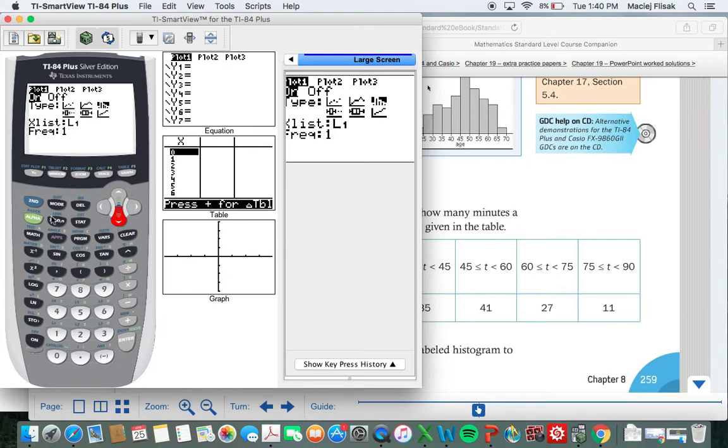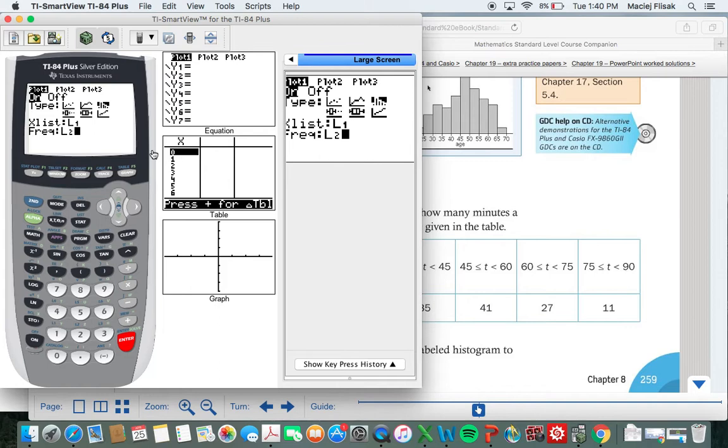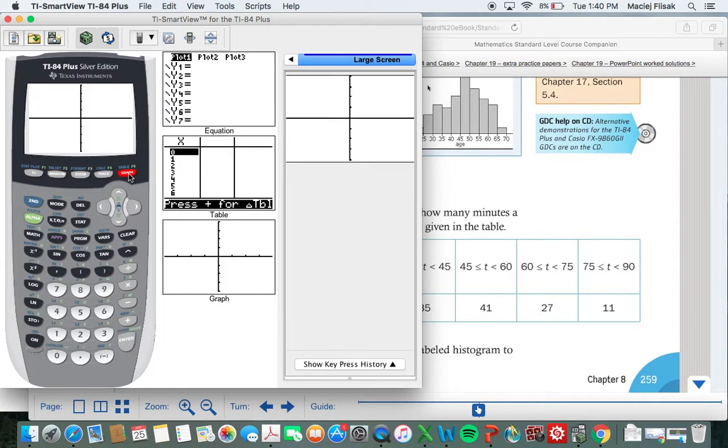The way to change that to list 2 is to do second, stat, which is going to be list, and there it gives me all the lists. I'm going to go list 2 and select that one, and now that is list 2. So now it's going to give me a proper histogram, but it might not actually. So I'm going to hit graph and show you what happens. Okay, not very good. The reason is the window's not right. I have to change my window to be proper for my histogram.